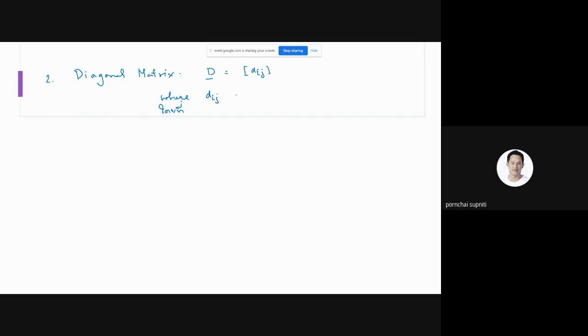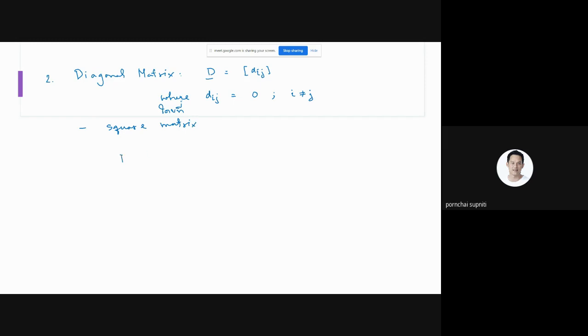So a diagonal matrix is a matrix where Dij, if the row index and the column index are not equal, you get 0. So it means if i is not equal to j, you get 0. And it is also a square matrix.